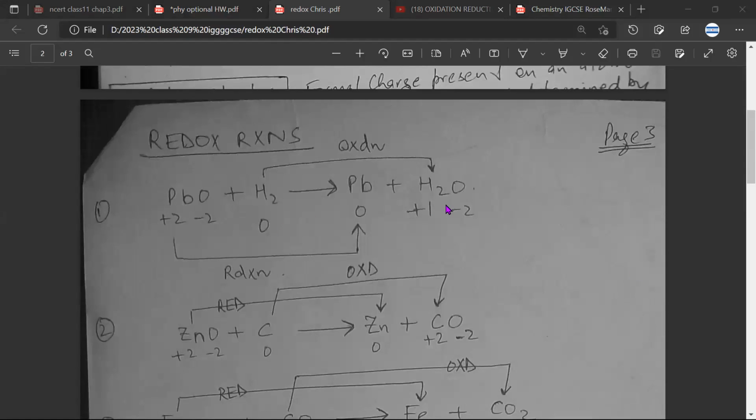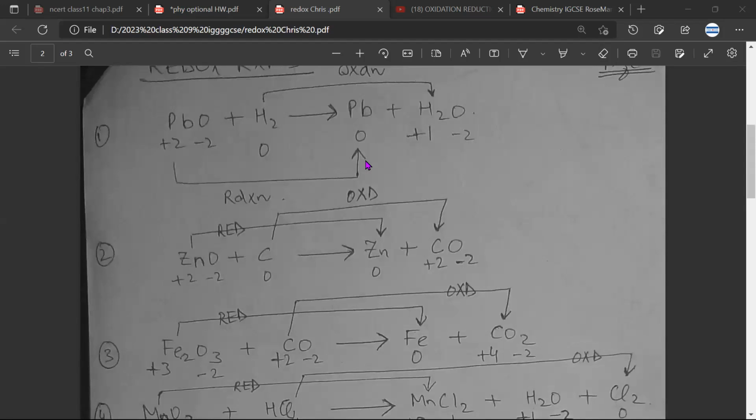So I'll show you a few examples. For example, the first reaction here, if you see Pb, it has +2 charge. The oxidation number is decreasing. When the oxidation number decreases, it is an example of reduction. Is it making sense? Yes, sir. Hydrogen has 0 oxidation number. It becomes +1. So the oxidation number has increased. Because the oxidation number has increased, it is an example of oxidation. Is it making sense? Yes, sir.